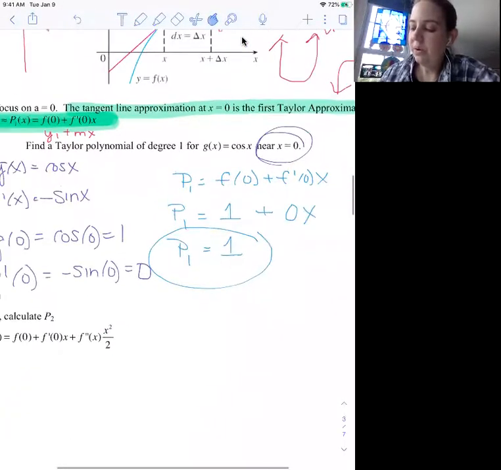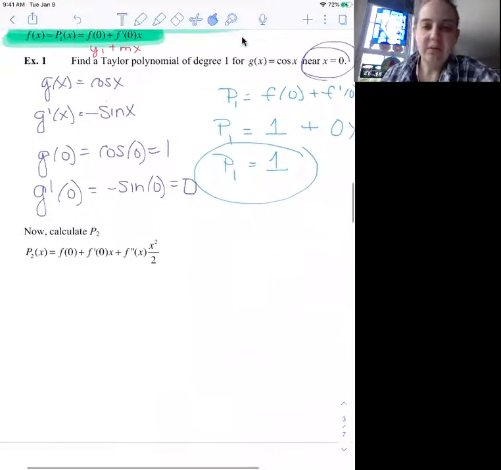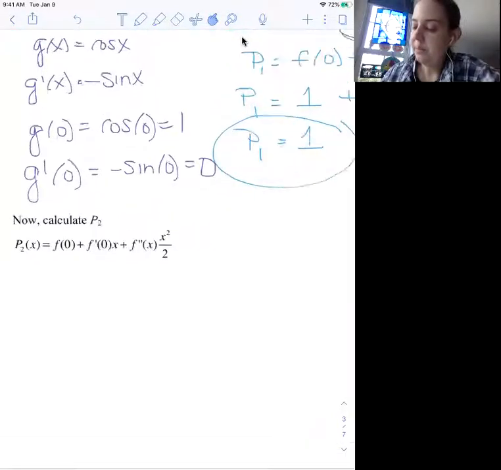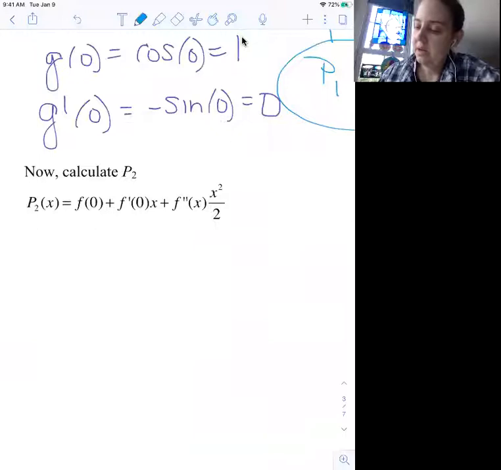Well, that doesn't hold very true further out. So we need more terms. And that's what P2 is. Let's calculate this to a second degree. So here's my formula now. I see I have a typo. This should be a 0.